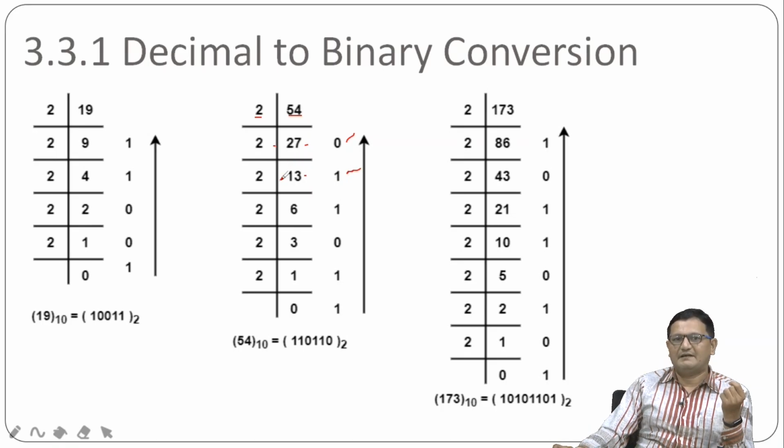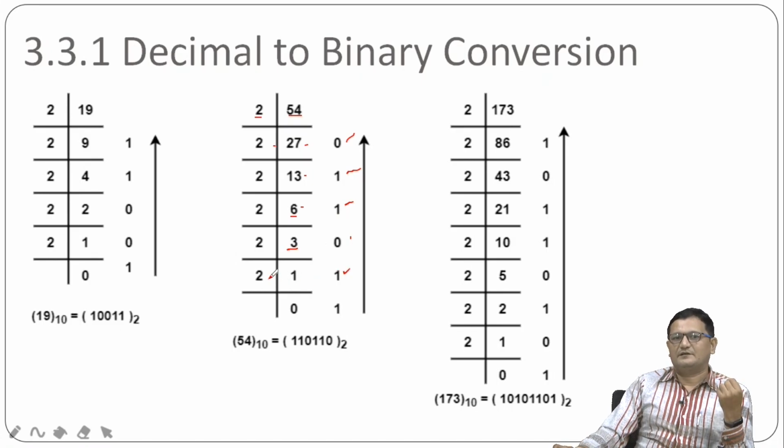Now we have 13. Again divide 13 by 2. 6 2s are 12, but here we have 13, so one remainder is there. Now the next number is 6, so we divide 6 by 2. 2 3s are 6, so there is no remainder, so 0. Again, the next number is 3. Here 2 1s are 2, but we want 3, so one remainder is there.